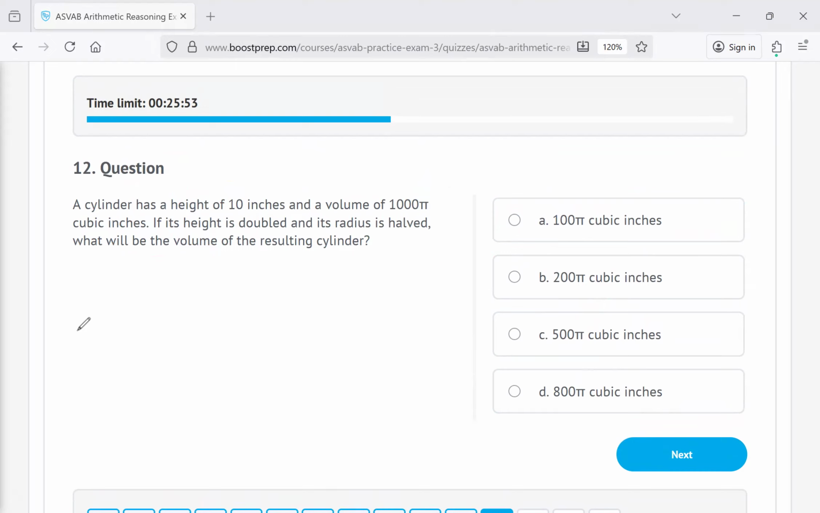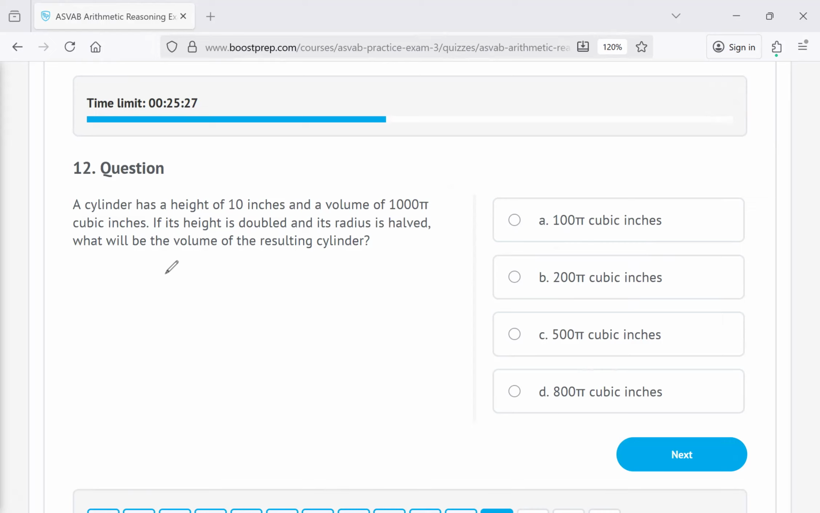Okay. 12. It says a cylinder has a height of 10 inches and a volume of 100 pi cubic inches. If its height is doubled and its radius is halved, what would be the volume of the resulting cylinder? So this one was a little bit tricky.